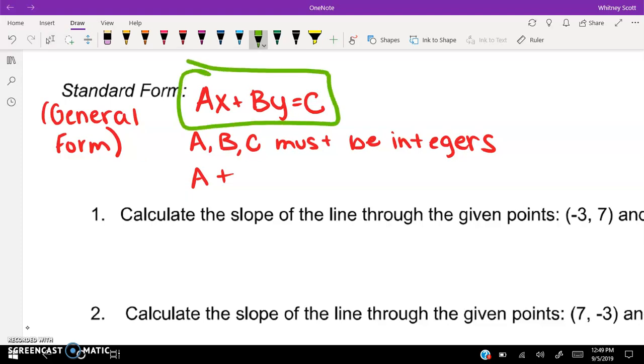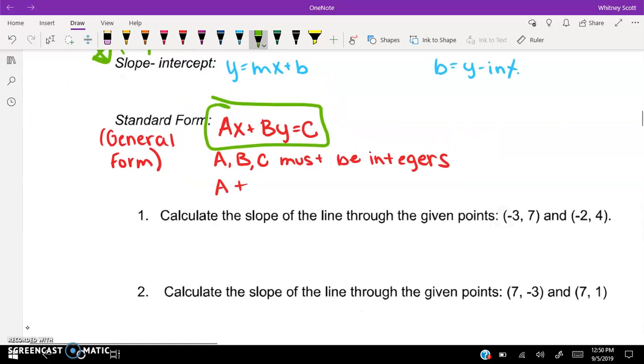But a couple important things to note. Your x and y have to be on the left, and your constant on the right. Your a, b, and c, so all your coefficients, all your constants, have to be integers. So if they're fractions, you'll need to multiply by the denominator to cancel out that denominator and make them integers. A should be positive and it should come first. So if you have a negative 5x, you'll need to multiply through by a negative so that A is positive. So x and y on the left, x comes first, x is positive, and all of them are integers.